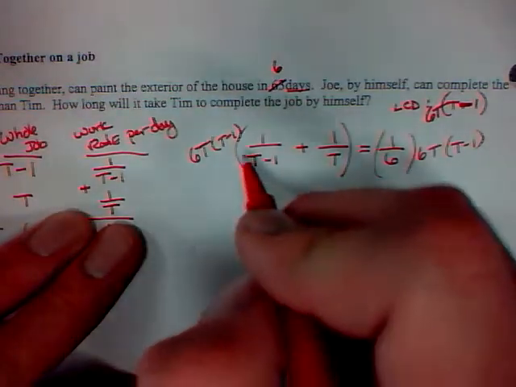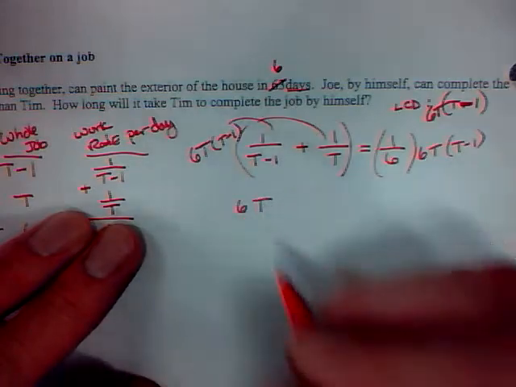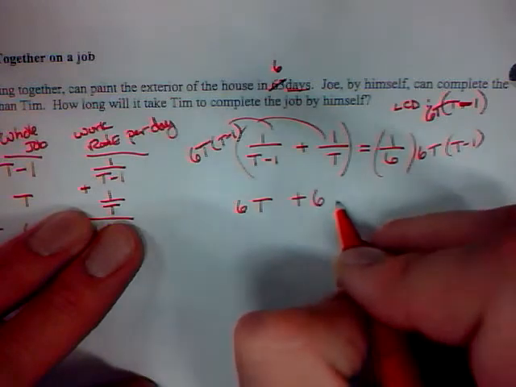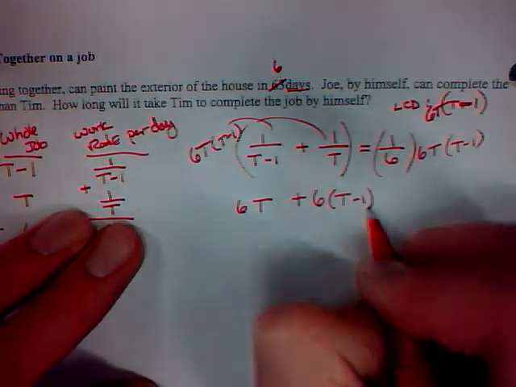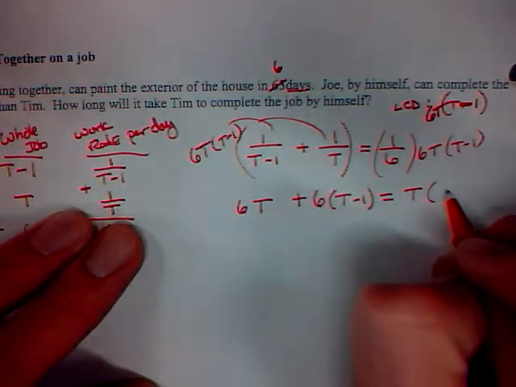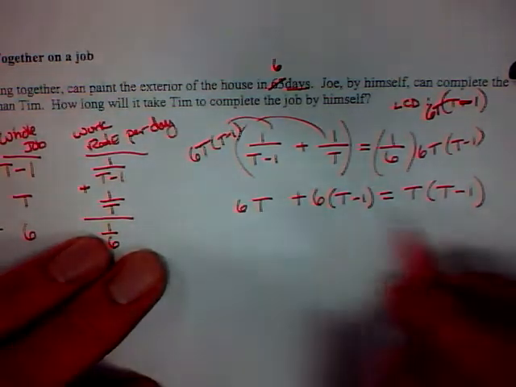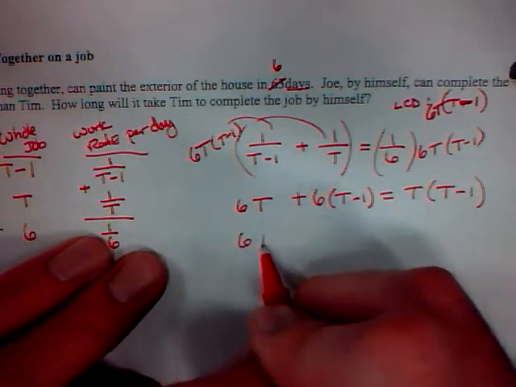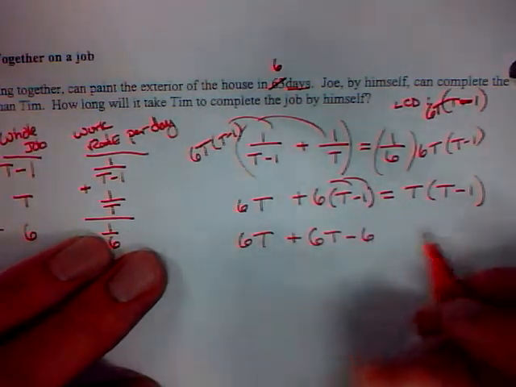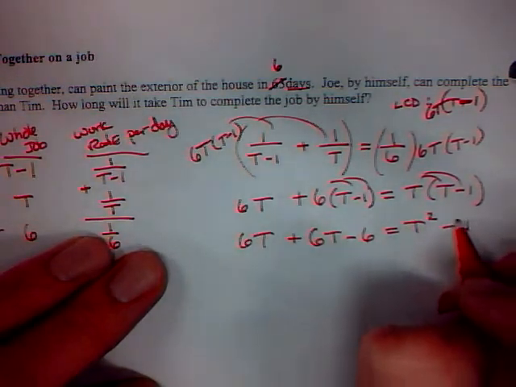When we distribute to both, the T minus 1's cancel and you get 6T, plus over here the T's cancel and you get 6 times T minus 1, equals, here the 6's cancel and you're left with T times T minus 1. Now we need to distribute, so you get 6T plus 6T minus 6 equals T squared minus T.